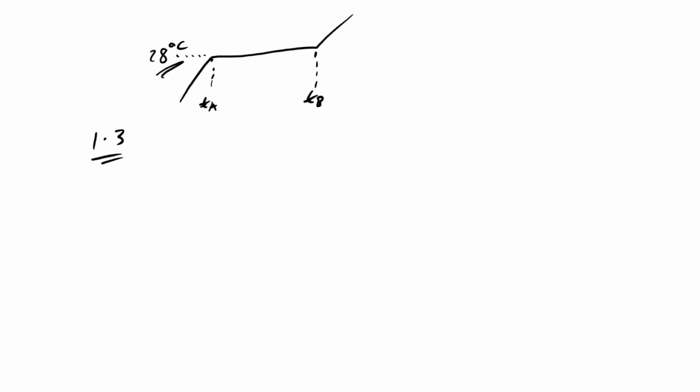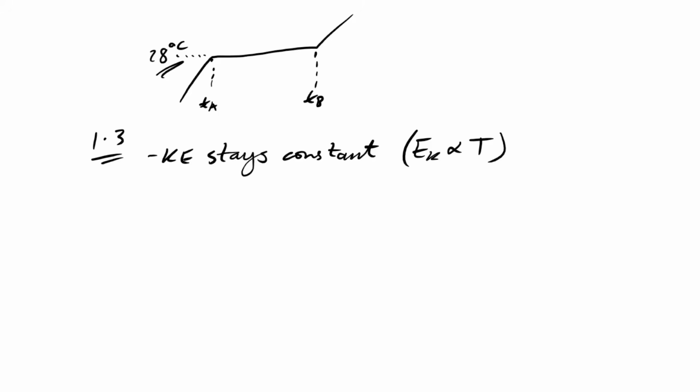1.3, we've been asked what happens to the potential energy and kinetic energy of the atoms during this time interval. So we know that during a change of state, Ek stays constant because the temperature isn't rising. We know that Ek is proportional to temperature, but Ep increases. The potential energy increases.